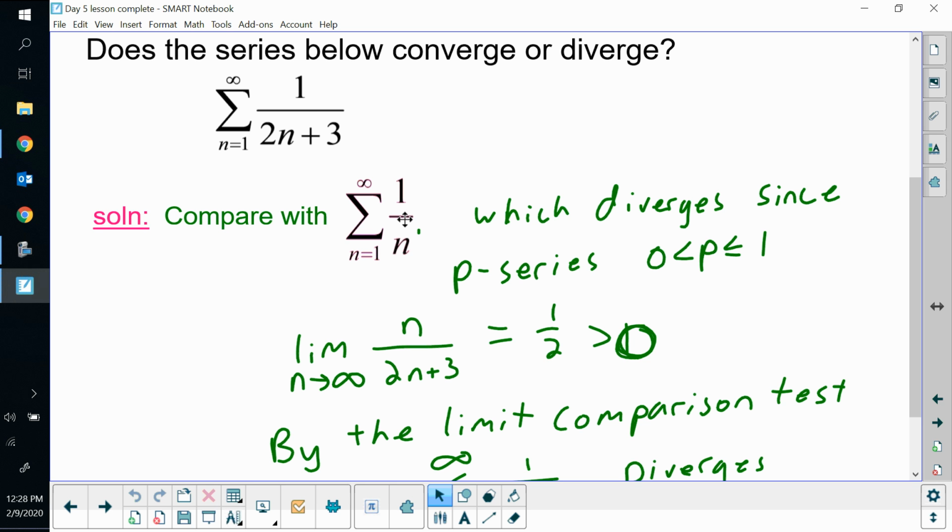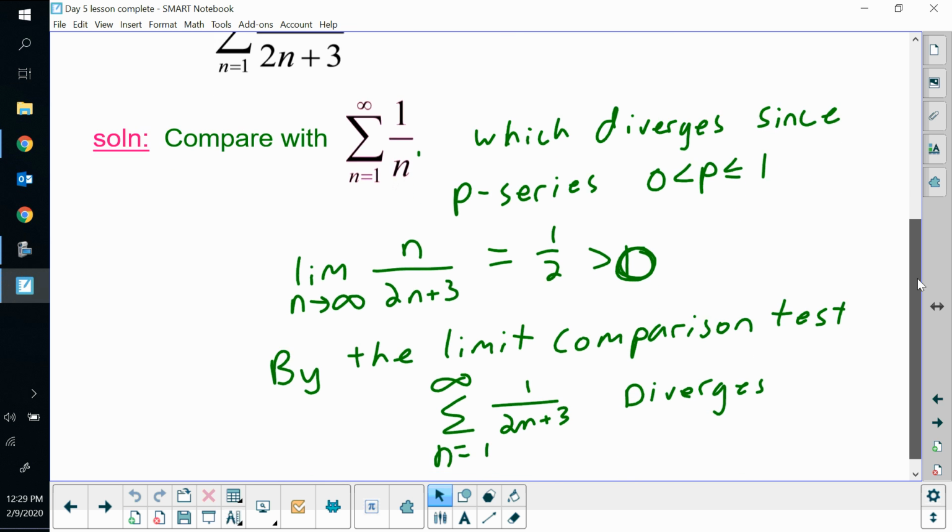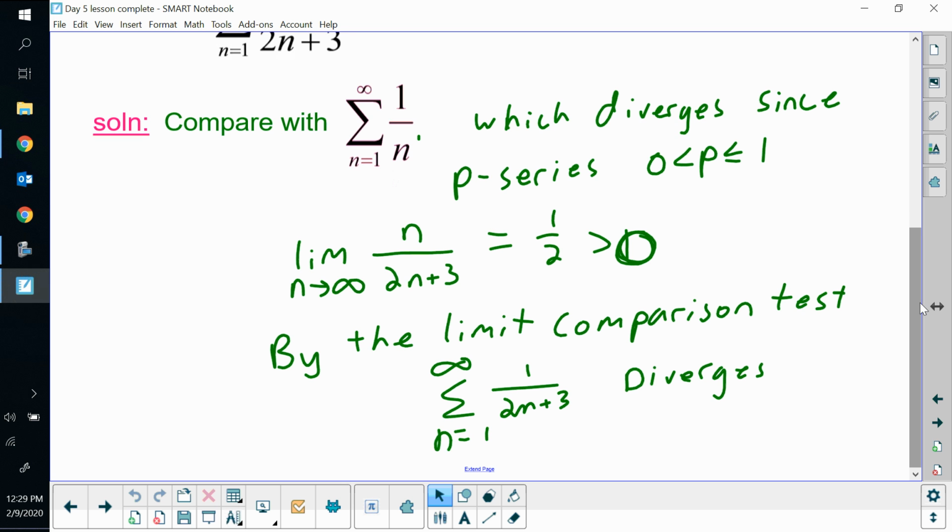So we can divide the two. Say we took the not nice one divided by the harmonic. When you do a keep change flip, it'll end up looking like this. We're going to do the limit as n approaches infinity. Same degree, so the ratio of the leading coefficients is 1/2, and that is a positive finite number. It's greater than 0. So we can say by the limit comparison test that the original series we were looking at must diverge.